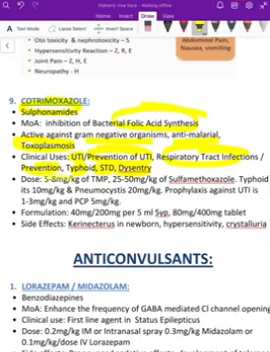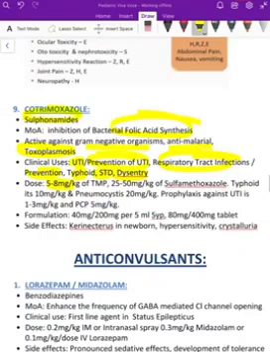Dose is 5 to 8 mg. The examiners are very fond of cotrimoxazole, so please remember the dosage. It is 5 to 8 mg per kg of trimethoprim, and 25 to 50 mg per kg of sulfamethoxazole. If it comes to typhoid, we use it as 10 mg per kg, and for PCP pneumonia, it is 20 mg per kg.